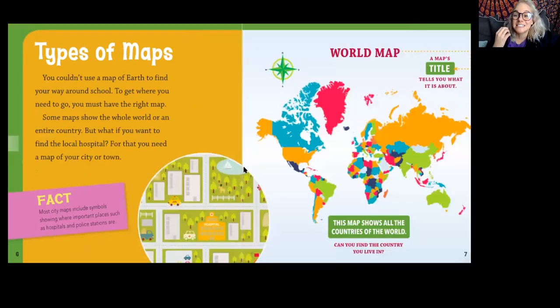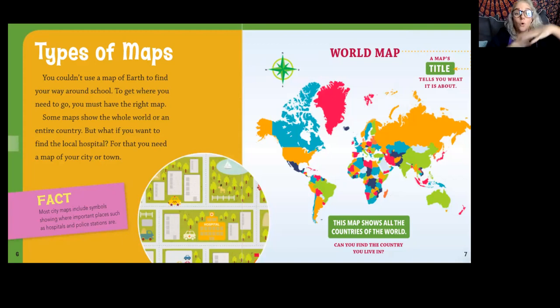So there's lots of different types of maps. We can have maps of amusement parks. We can have maps of our homes and what they look like, our rooms, the school, all sorts of different types of maps. You couldn't use a map of Earth to find your way to school. So a map of the Earth would be like if they gave you this map and said try to go to school using this map. It's too big, right? To get where you need to go, you must have the right map.